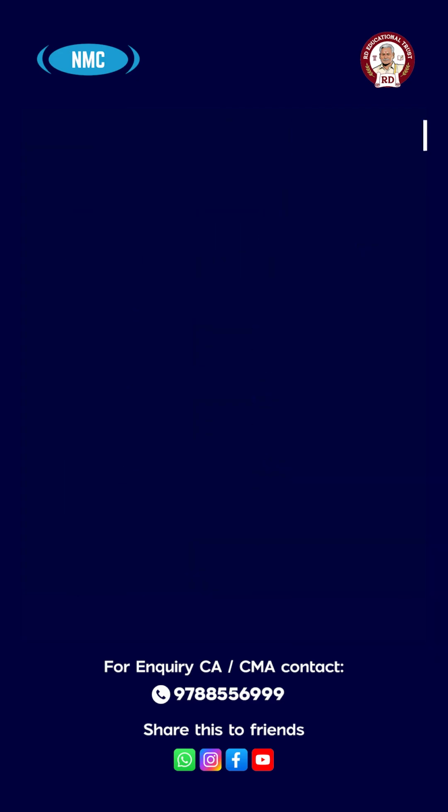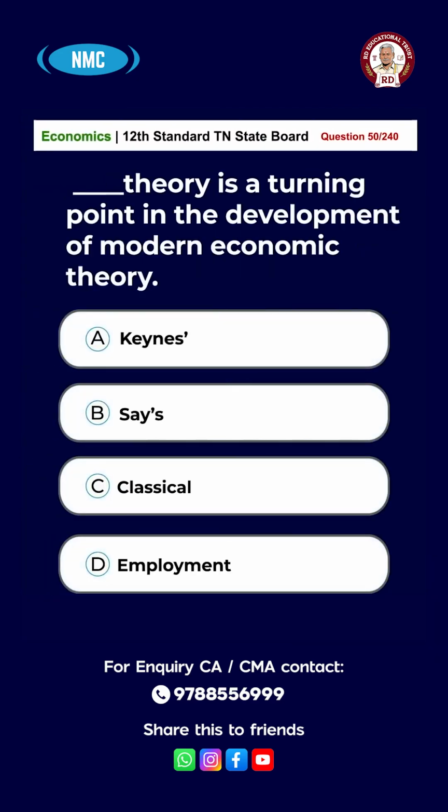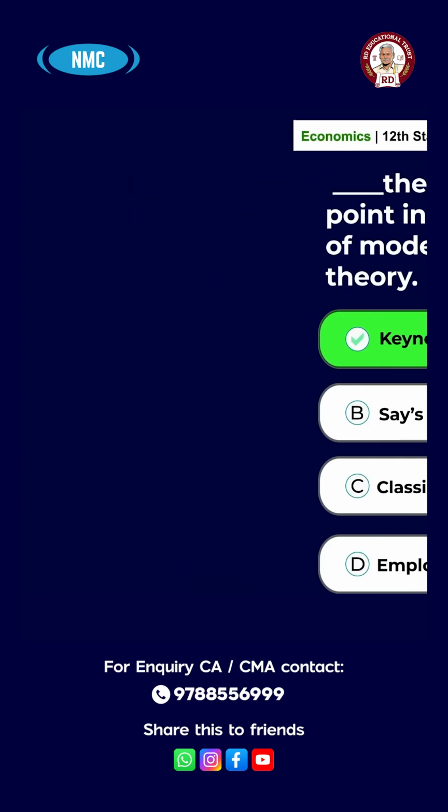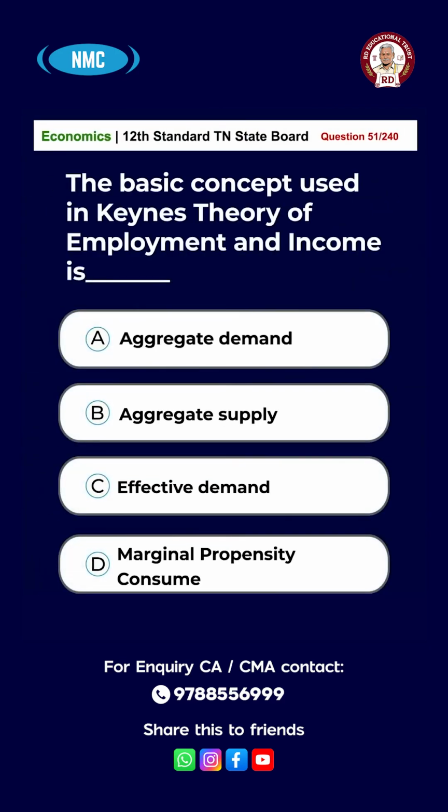Interest. Question number 50. Dash theory is a turning point in development of modern economic theory. Option A. Keynes, B. Say's, C. Classical, D. Employment. The answer is option A. Keynes. Question number 51. The basic concept used in Keynes' theory of employment and income is A. Aggregate demand, B. Aggregate supply, C. Effective demand, D. Marginal propensity consume. The answer is option C.